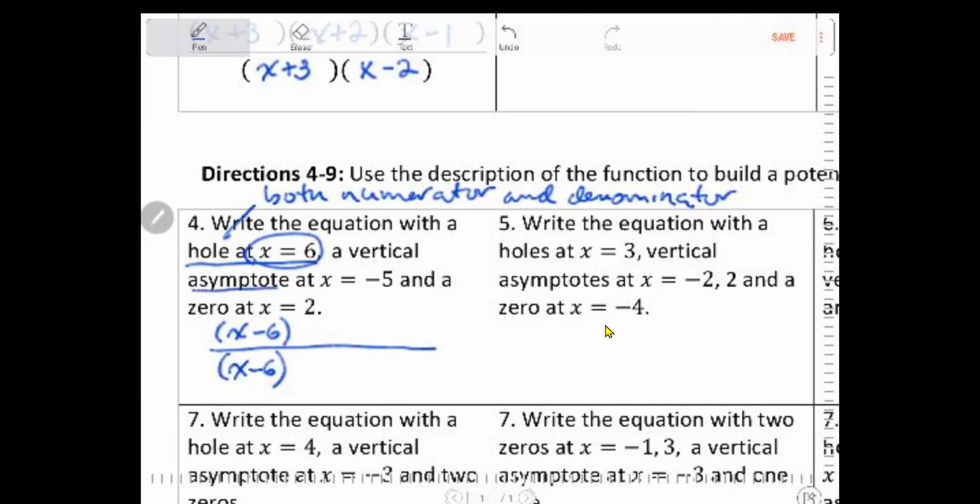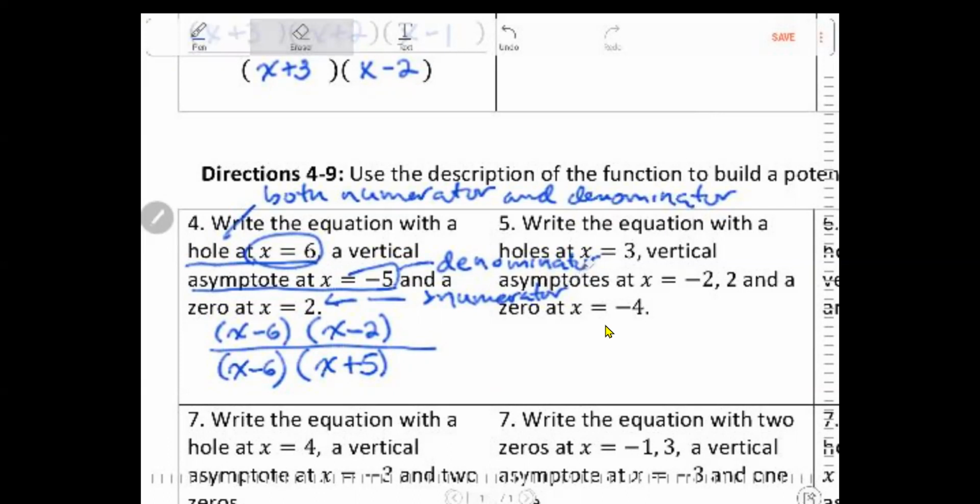Next, we have a vertical asymptote. We know vertical asymptotes are only in the denominator. This is x equals negative 5, so that means we're going to have x plus 5 in the denominator. And finally, we have a zero at 2. Zeros are only in the numerator, so this is x minus 2, and that's our answer. You'll notice that some of the other problems have more than one zero, more than one asymptote, and more than one hole, in which case you'd have more than one expression for those.